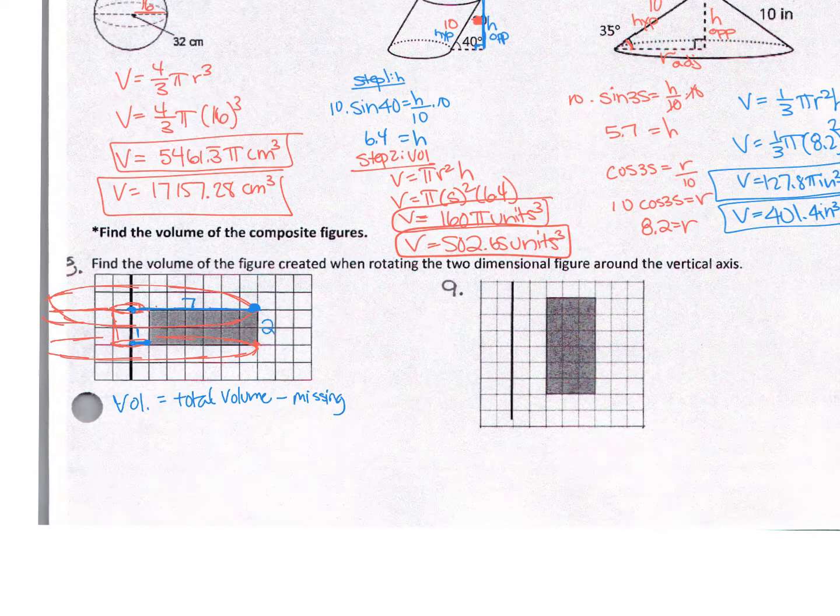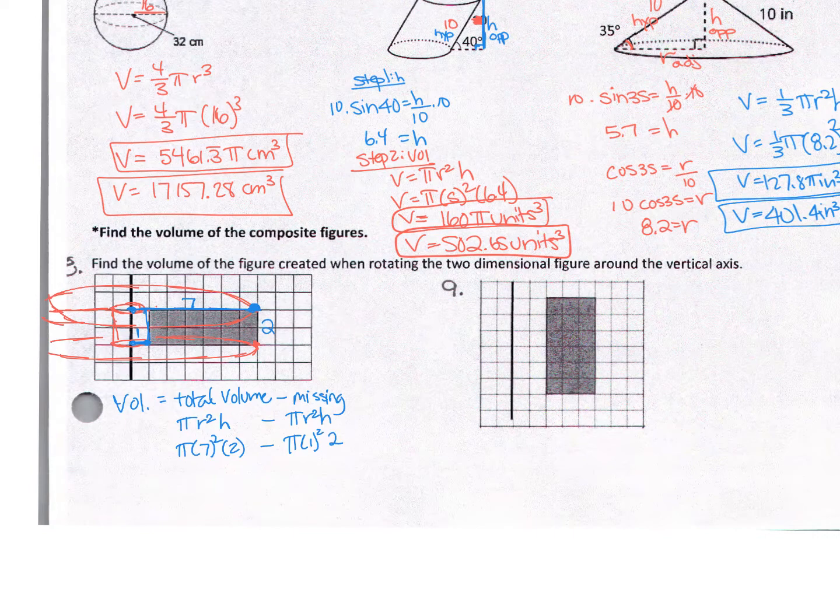So I know the rectangle only has 6 squares, but there's 1 empty square. So this entire thing, if it was solid, would have a radius of 7. So my total volume would be pi r squared h, or pi times 7 squared times the height of 2, minus the missing inside part, which is also a cylinder, pi r squared h. It's a cylinder of radius 1 and height of 2. So I'm going to calculate that then.